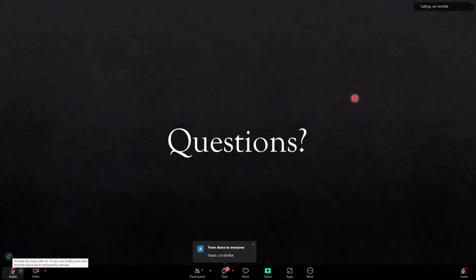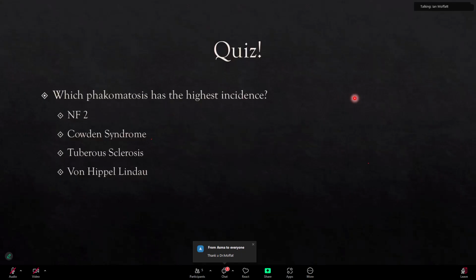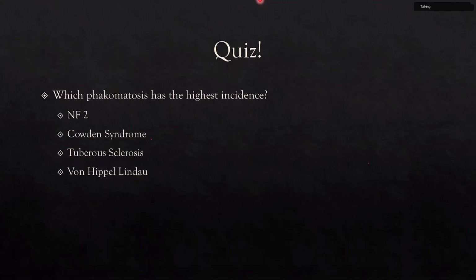I do have a few quick quiz questions. Obviously, we're not taking marks, but just for retention of hopefully some knowledge. So you can test yourselves. Basically, have a run at it. Which phakomatoses has the highest incidence? NF2, Cowden syndrome, tuberous sclerosis, or von Hippel-Lindau? That is the highest incidence of these four.